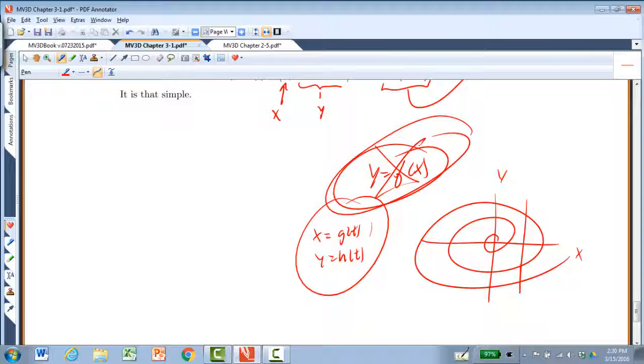So that's 3.1. In 3.2, we'll get around to differentiating these things, and I will see you then.